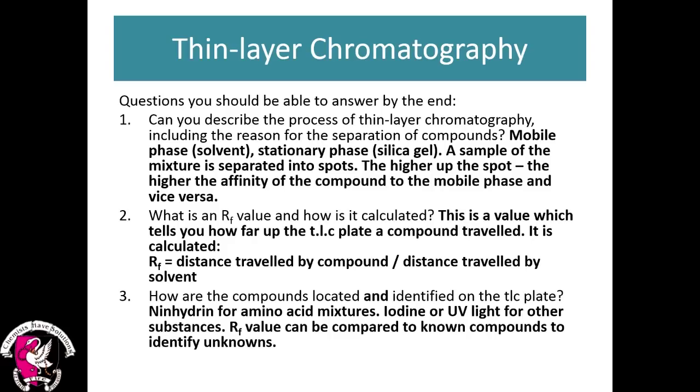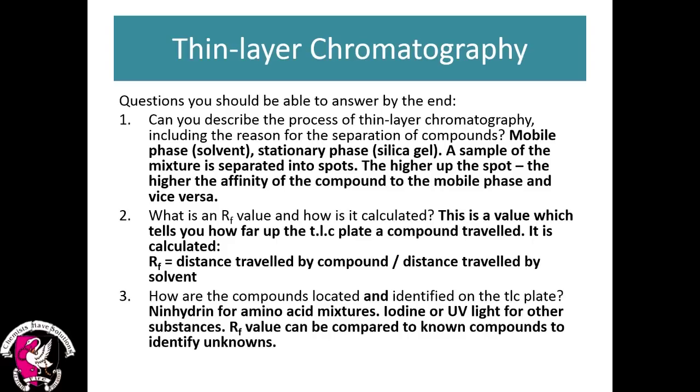So an RF value is quantitative data, so it allows us to compare the affinity of different compounds to the mobile phase. So the higher the RF value, the higher the affinity for the mobile phase, and it's calculated by RF is equal to the distance traveled by the compound divided by the distance traveled by the solvent. And that will be in centimeters or whatever, but RF obviously has no units because you're dividing one by the other, so it will be unitless.